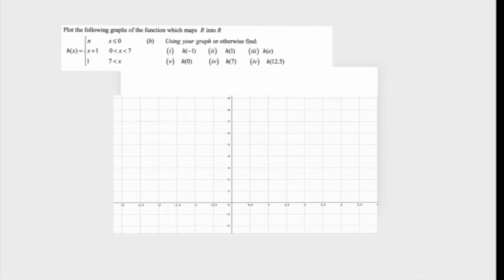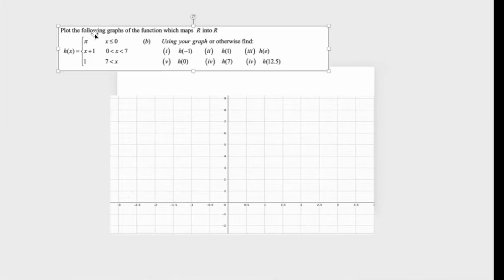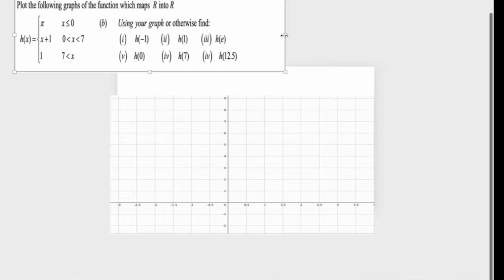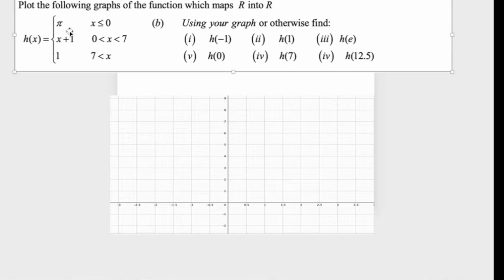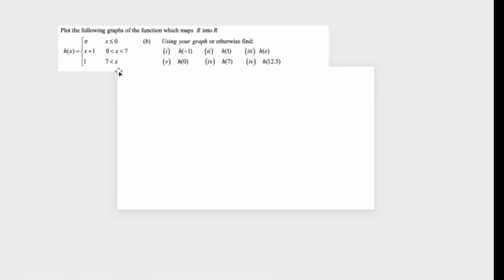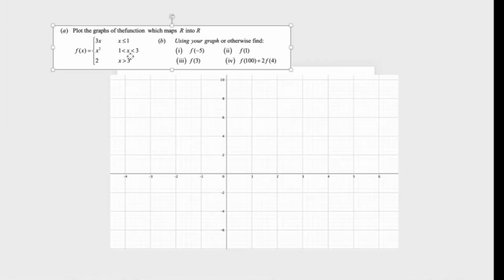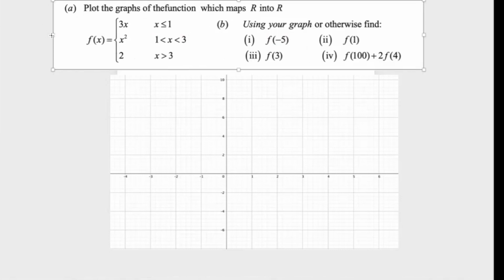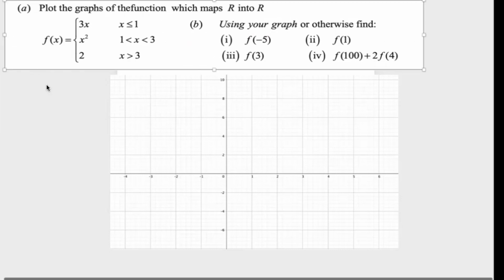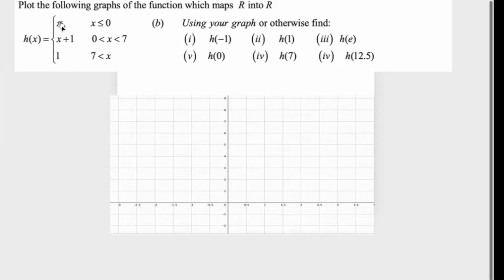Now we're going to look at a different type of graph, which is called a piecewise function. So this is a piecewise function, and the next one that we're going to look at, this is also a piecewise function. So we have two piecewise functions that we are going to talk about. Let's look at the first. So we're going to plot the following graph.